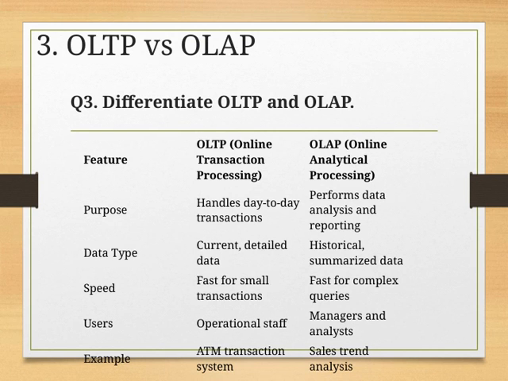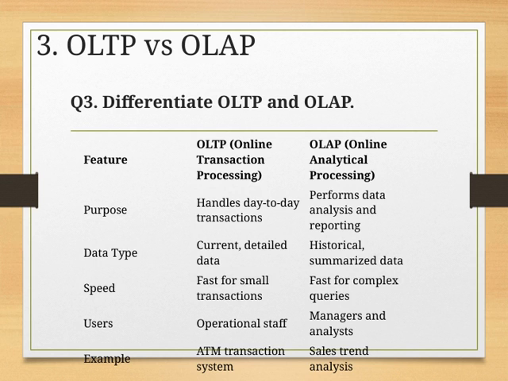Let's take a closer look at the difference between OLTP and OLAP. As you can see in this table, OLTP, which stands for Online Transaction Processing, is primarily designed to handle day-to-day transactions. Think of systems like ATM transactions or point-of-sale systems. They're all about quick, reliable processing of individual operations. The data here is current and detailed, because you need the latest information at all times. These systems are optimized for speed, especially for small, frequent transactions, and are mainly used by operational staff who need immediate data access.